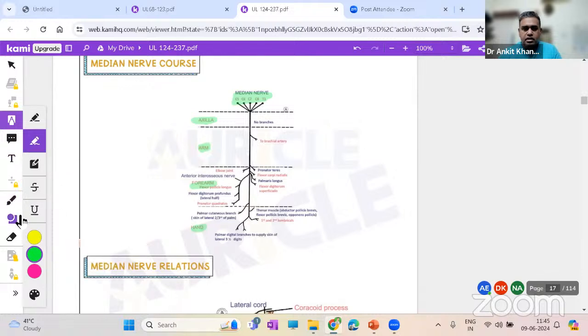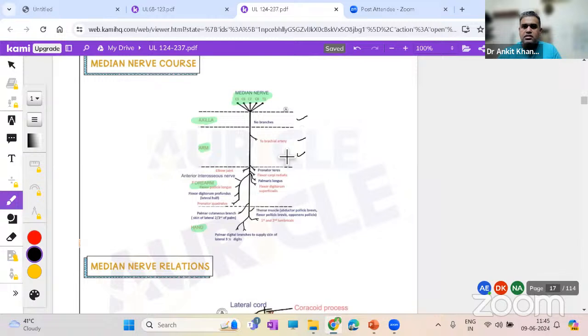So as I said previously, if you look at the median nerve, it is not supplying any muscles in the axilla or the arm. But yes, in the forearm, it supplies a lot of muscles. So the median nerve actually is the main nerve in the front of the forearm. Therefore, this nerve is also known as the laborer's nerve. Why? Because in laborers who are doing a lot of physical work from their upper limb, from their hand, their forearm muscles obviously get hypertrophied. Therefore, the median nerve is also known as the laborer's nerve.